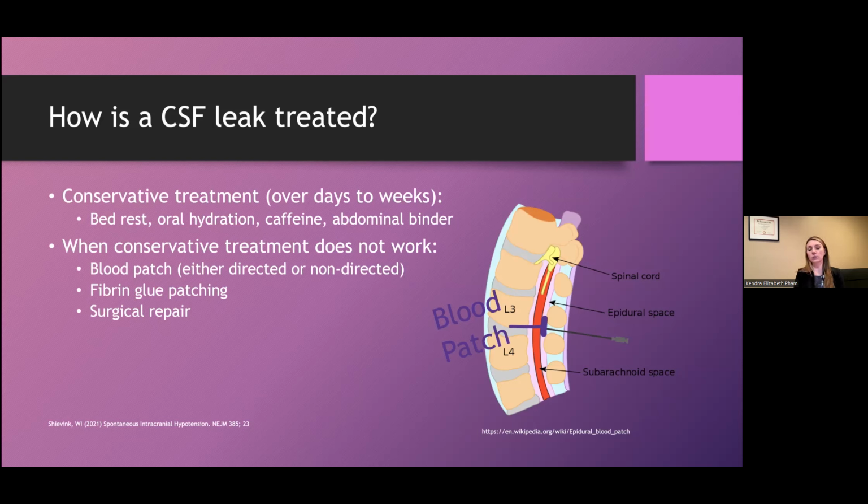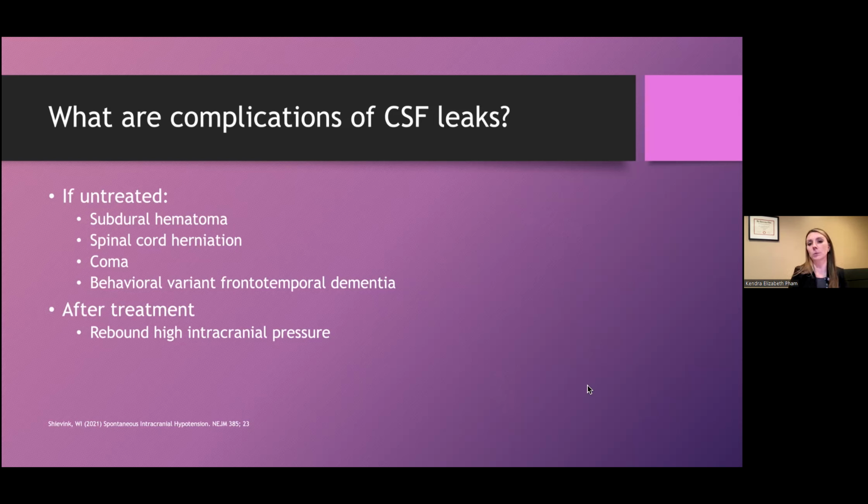And then complications of CSF leaks. Well, if these leaks go on untreated for a long period of time, which sometimes they can for years, you could end up with a hematoma in the subdural space, so bleeding in that space, spinal cord herniation, coma, and then this behavioral variant frontotemporal dementia.